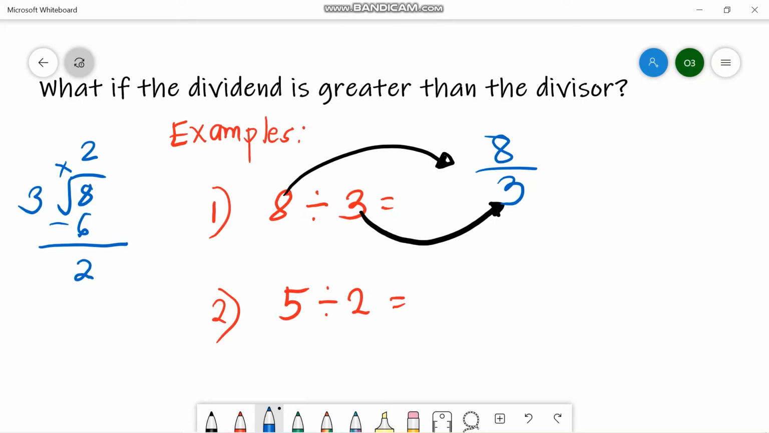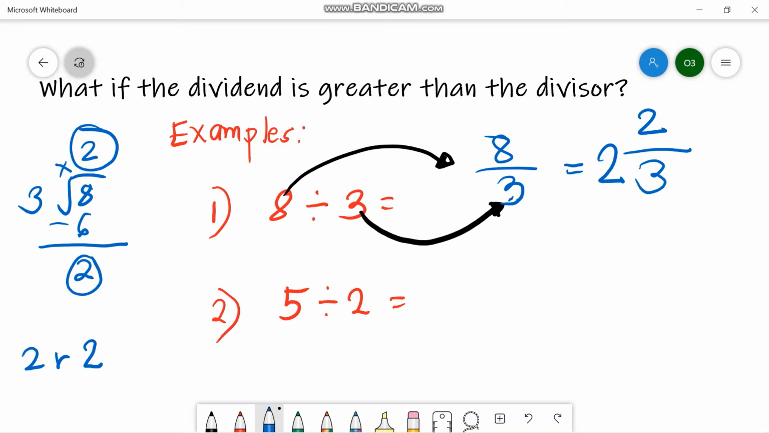So the answer is 2 remainder 2. And we can write this as: get the quotient. We have 2, get the remainder, which is 2, and then copy the denominator. So 8/3 is also the same as 2 and 2/3. Let's go to the second example.